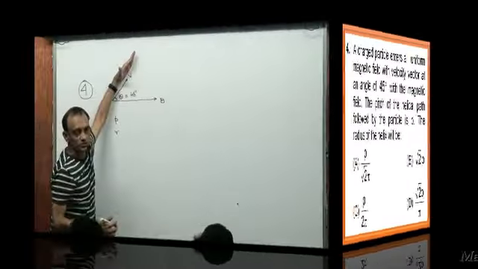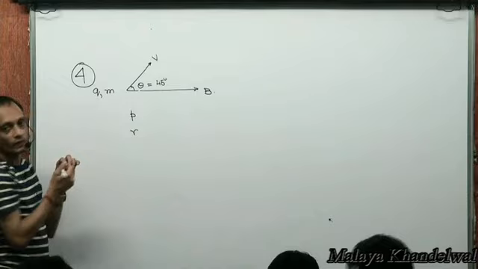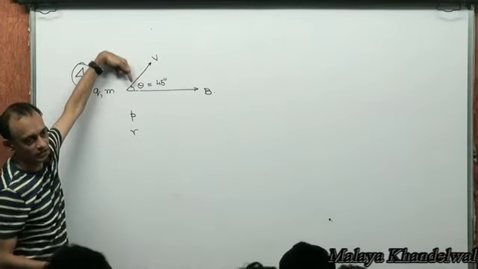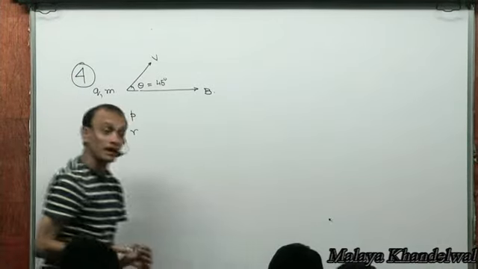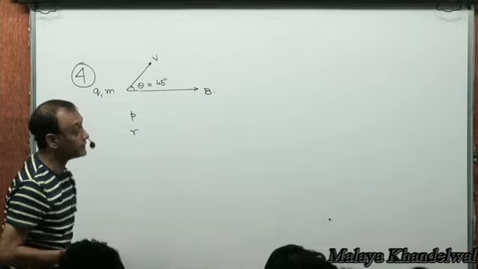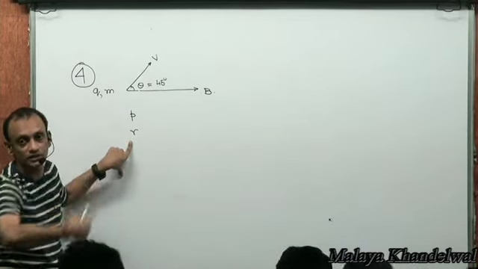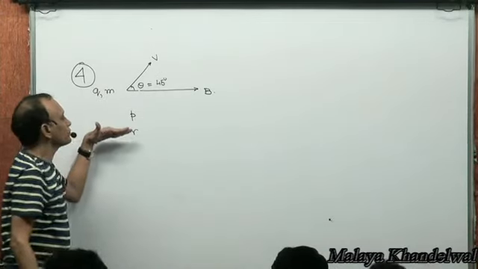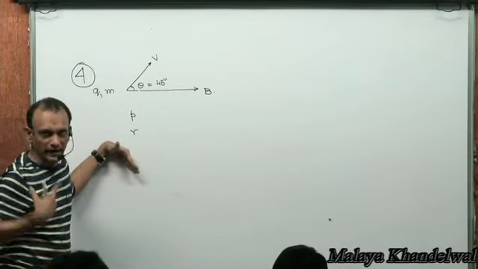So there is a charged particle, charge q and mass m, which enters a region of a magnetic field making an angle of 45 degrees. We know that the path of this particle is going to be helical. There is going to be the pitch of the helix, and there is going to be the radius of the circular turns. So given P, we want to find R, the radius of the helix.